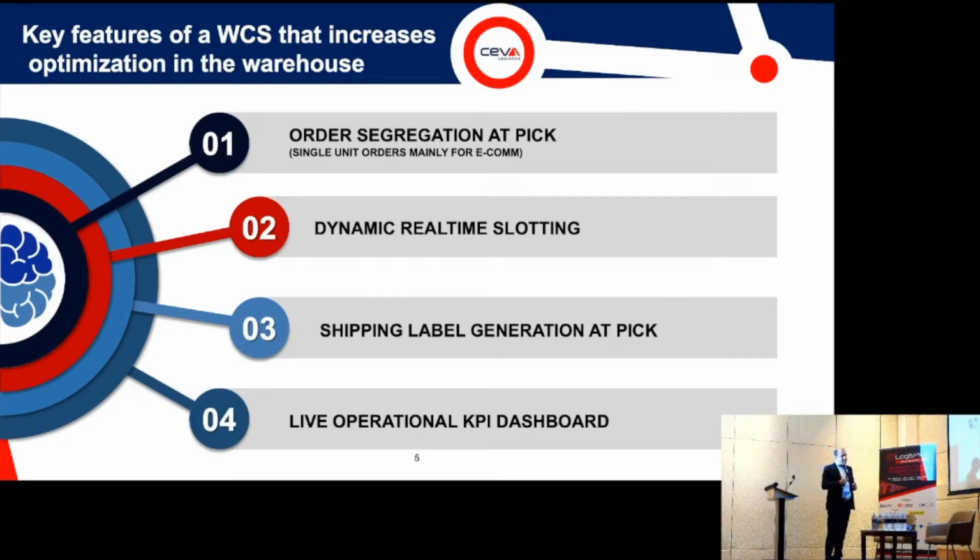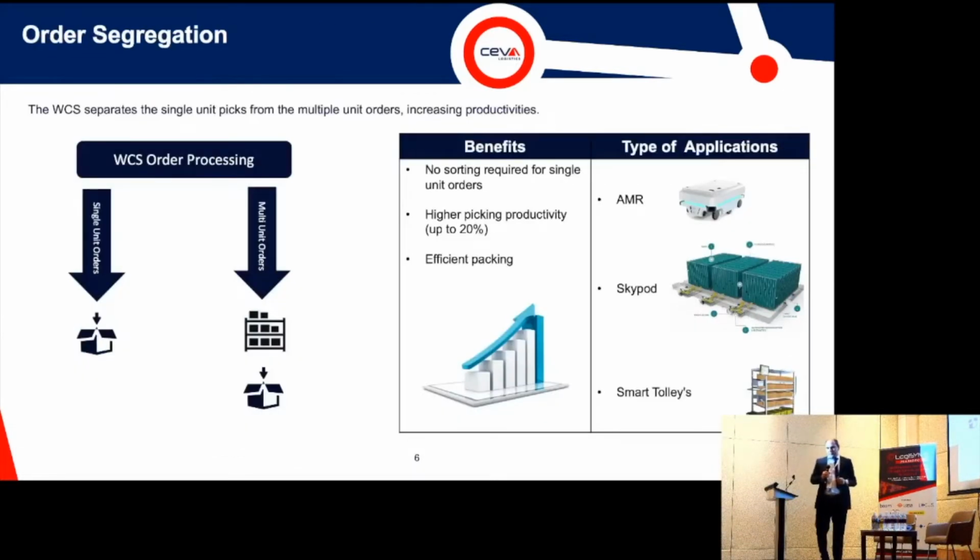All right, the first one, order segregation. As I was saying, this is mainly for e-com. As you know, we have moved toward e-com, and the volume of e-com has increased significantly, especially with the pandemic and COVID-19. We have seen a very big rise in e-com orders. So what is important for us is to know whether our WCS is able to segregate the orders.